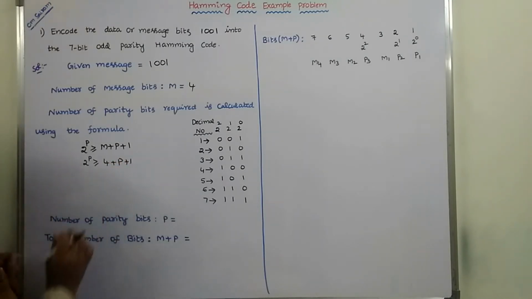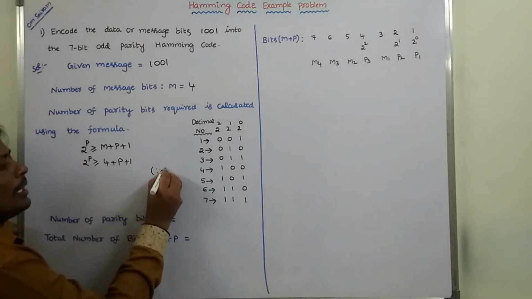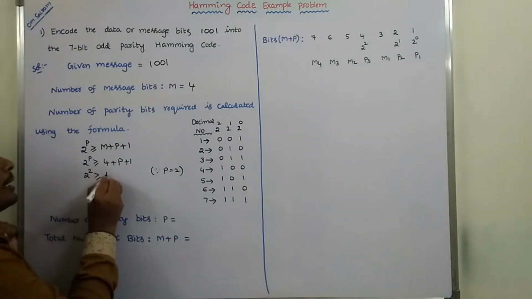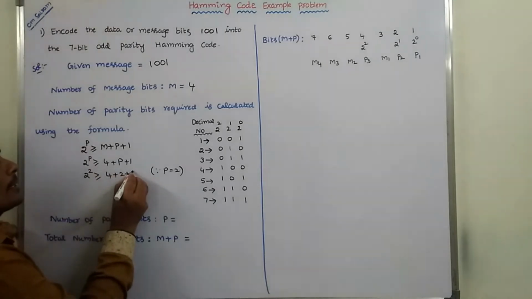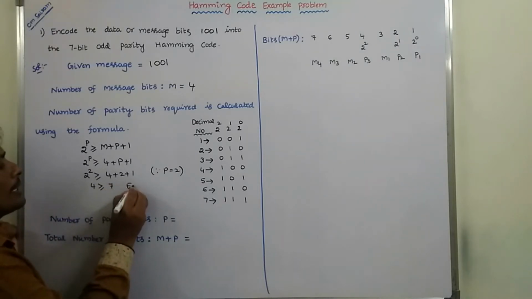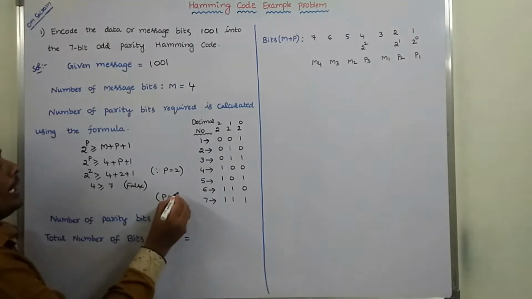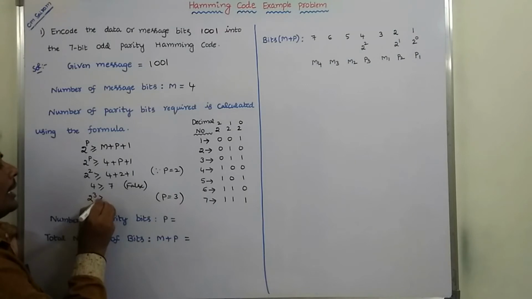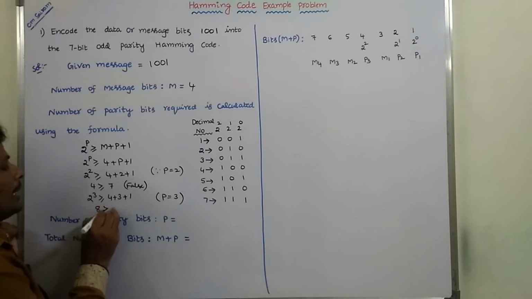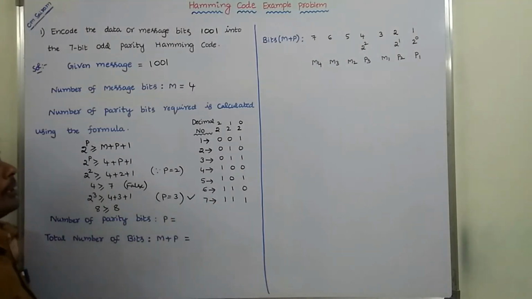To satisfy this condition, suppose p is equal to 2. Then 2 power 2 greater than or equal to 4 plus 2 plus 1. So that is 4 greater than or equal to 7. So this is false. Now take p is equal to 3. So 2 power 3 greater than or equal to 4 plus 3 plus 1. So therefore 8 greater than or equal to 8. So therefore we have to take p is equal to 3.